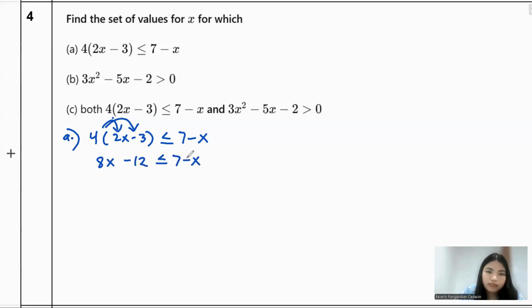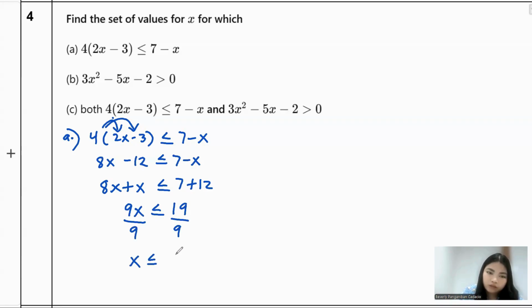I will be putting all my x's on the left side, so it will become 8x plus x, less than or equal to 7. My 12 will be on the other side. It will become plus 12 there. Then you just need to combine. 8x plus x will be 9x. And then 7 plus 12 will be 19. And then divide both sides by 9 because you want x alone, and x will be less than or equal to 19 over 9.